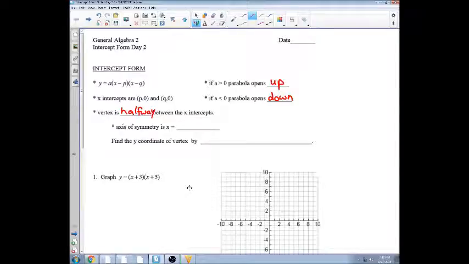the x-intercepts. So that means to find my axis of symmetry, I'm going to take p plus q and divide by 2. I'm just going to take the average of those two. To find the y-coordinate of the vertex, I'm going to take the x value and substitute it back in the equation.